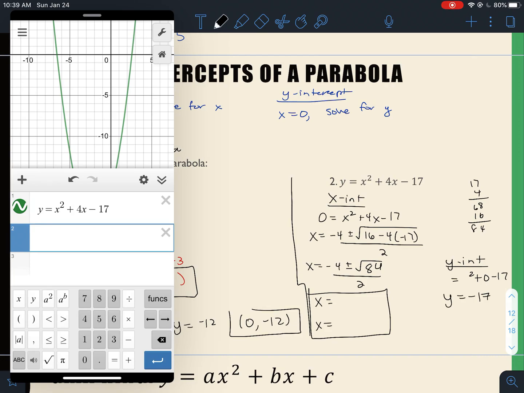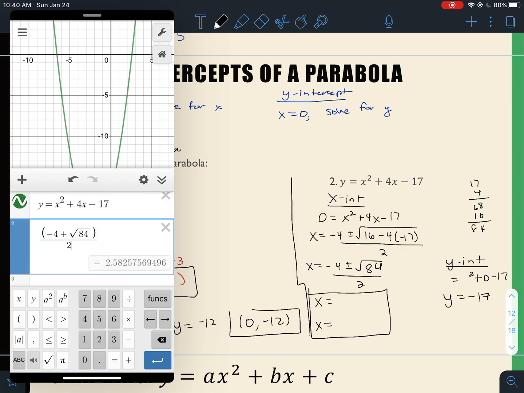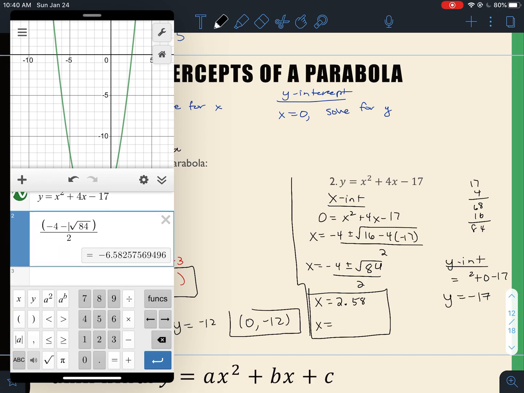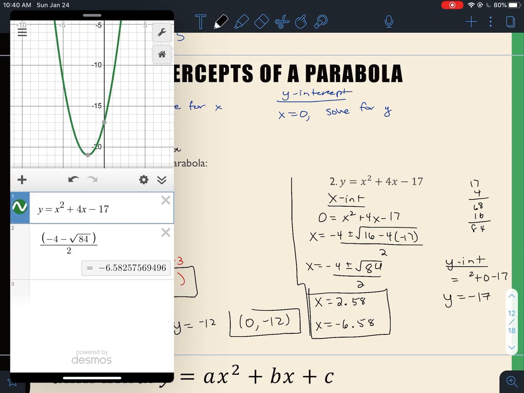So if I did negative 4 plus the square root of 84, and then divide that by 2, one of my x-intercepts should be at 2.582. So we'll just do 2.58. And my other one, if I subtracted the square root of 84, I would get negative 6.58. And so now notice negative 6.583 and 2.583. And then my y-intercept is down here at negative 17.